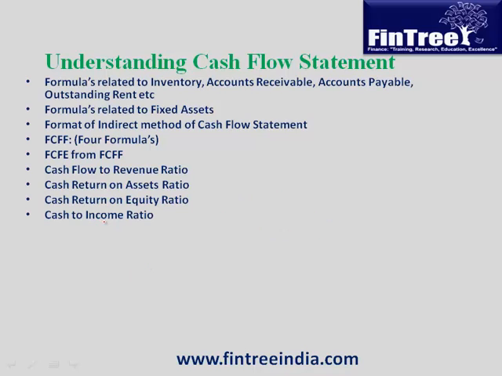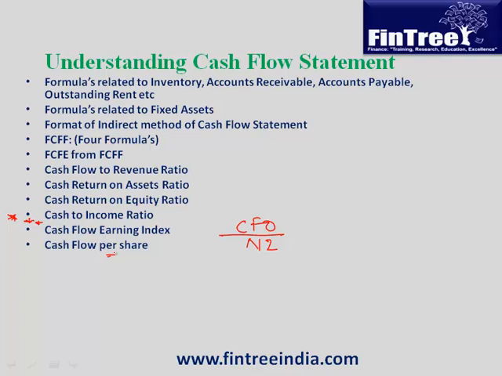Cash to income ratio. This is calculated as cash flow from operations divided by earnings before interest and taxes, which is your operating income. And again, higher the ratio, better it is considered. Next one is cash flow earning index. I would recommend you to remember this for your exams. Cash flow earning index is again cash flow from operations divided by net income. And ideally this ratio should be increasing, and if it's more than 1, it's considered a very good indicator.